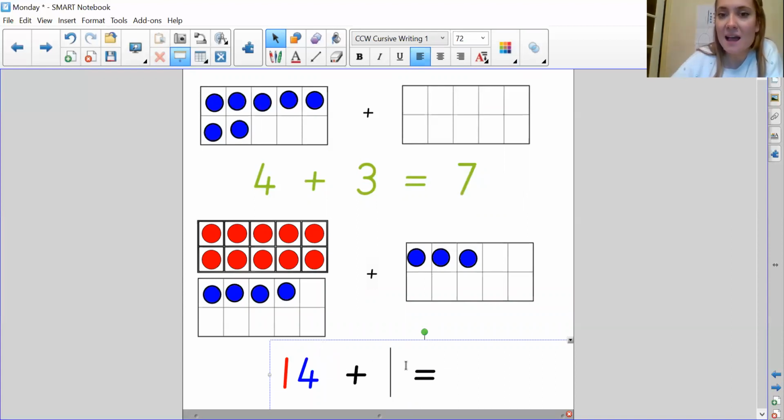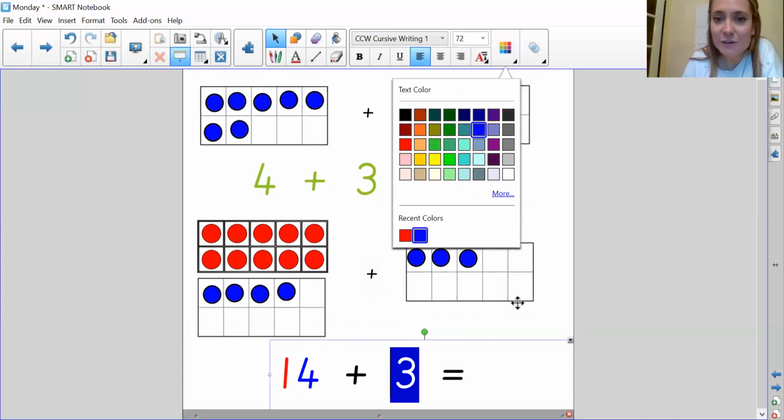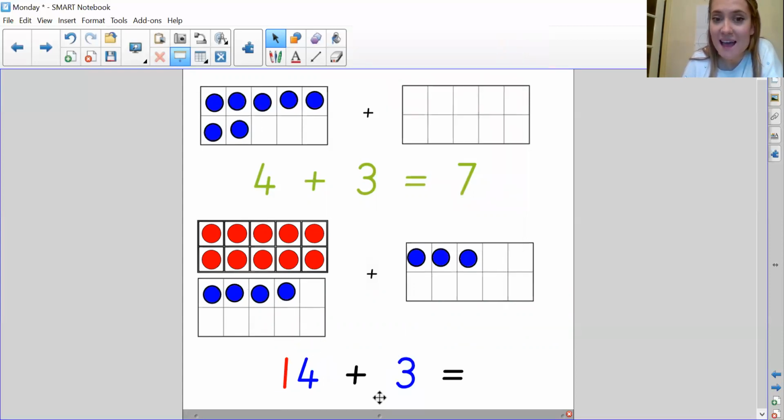Okay, have I got any over here? That's right, I've got 3. Can you see that? So 14 add 3 equals, can you have a guess what it might be? Because if we know this one, we also know this one. Let's see if you're right.